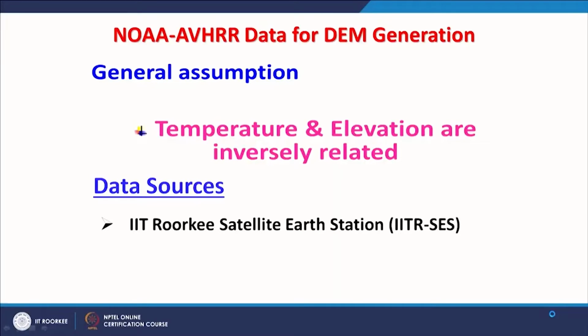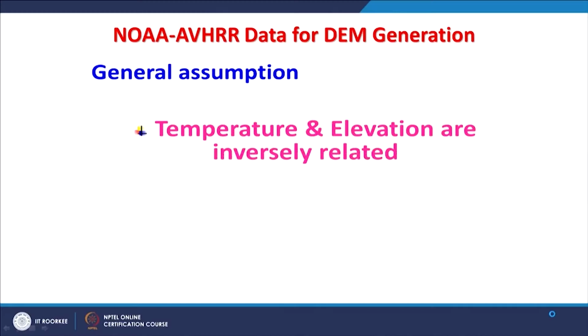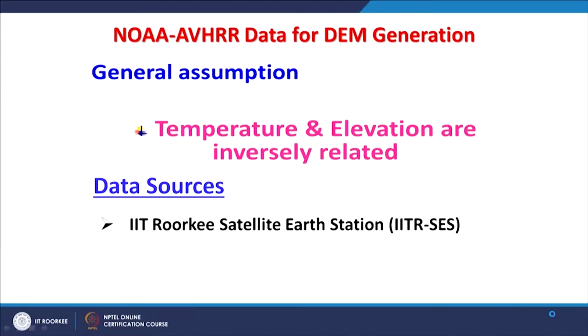Now, as you know, there is an inverse relationship between temperature and elevation, which means that as we go higher in altitude, we get lower temperatures. This relationship can be exploited by employing the thermal channels, because NOAA AVHRR has 5 channels of data, and 2 of them are dedicated thermal channels. So, those channels can be exploited to find this inverse relationship, and then the same can be used.